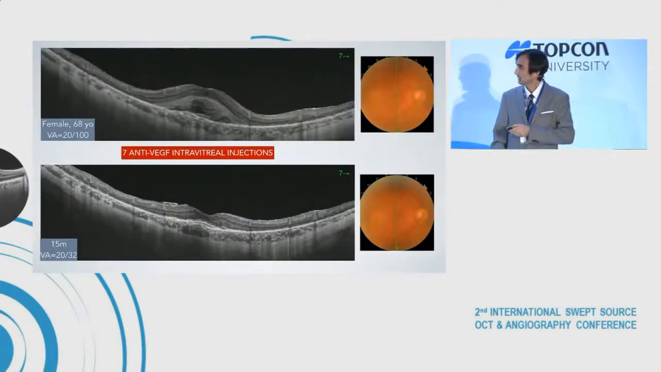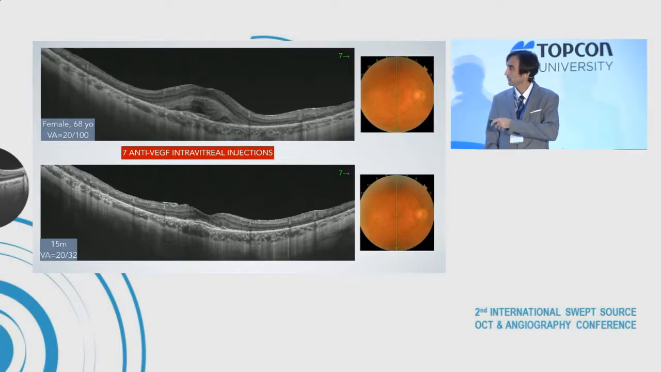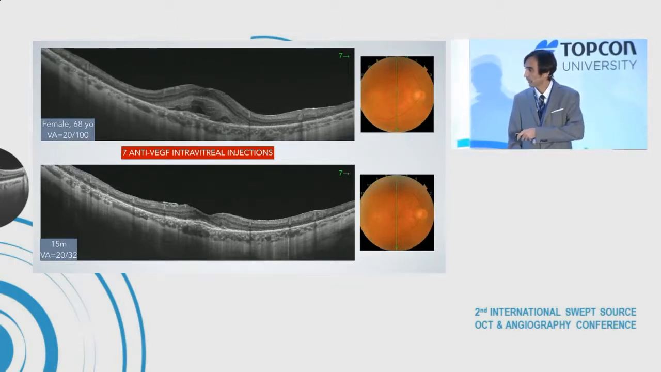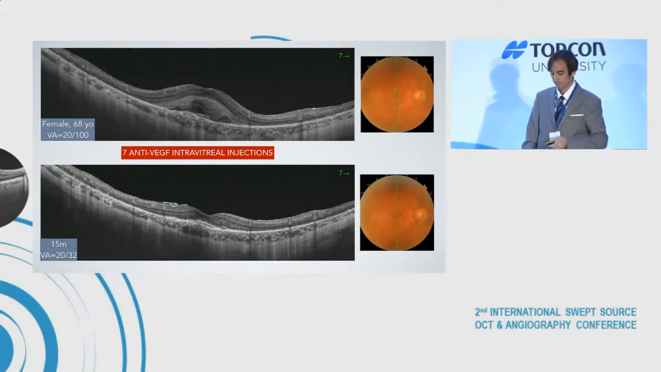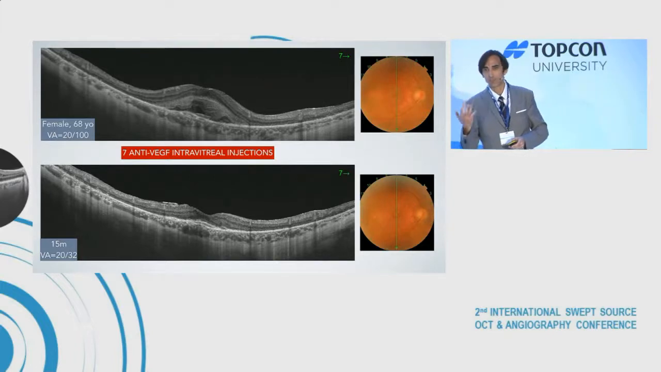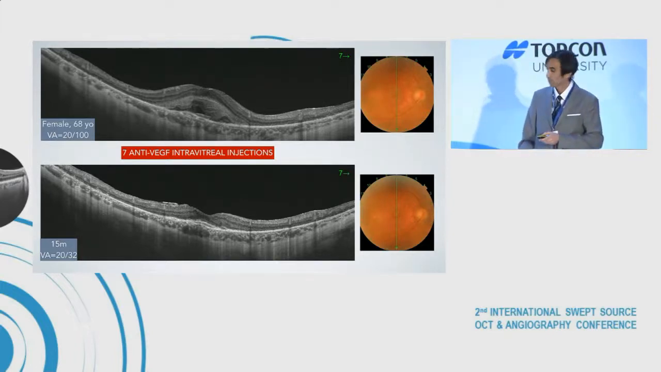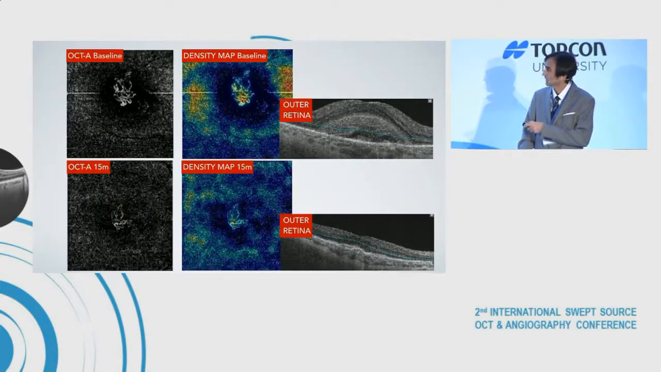A similar case, a type 2 CNV treated with 7 intravitreal injections, with more follow-up, 15 months in this case. No fluid after treatment at this point on B-scan, but the problem is that with the B-scan, we don't see the vessels, we don't see the source of the problem. And with the OCT angiography, at the same baseline, density map baseline, a clear regression of the neovascular complex.